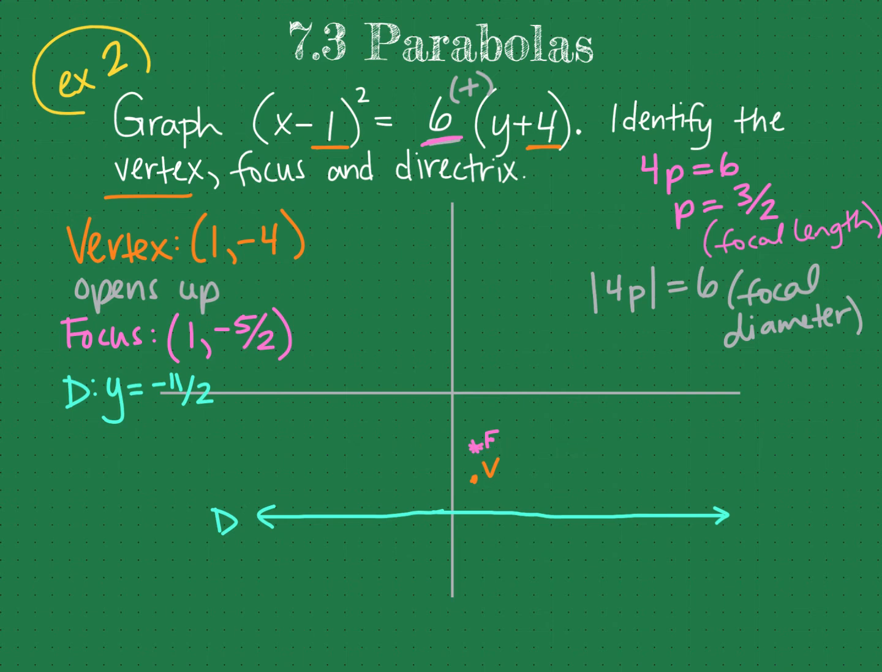So if we count 3 units to the left of our focus, we'll be at 1, 2, 3 over here at negative 2, comma, negative 5 halves, and we'll be 3 units to the right at 4, comma, negative 5 halves. Then I know that those 2 coordinate points are on our parabola, so we can simply sketch from there. And we have the nice width of our parabola. Again, this right here is 6 units. That is the focal diameter. It's the length of the latus rectum.